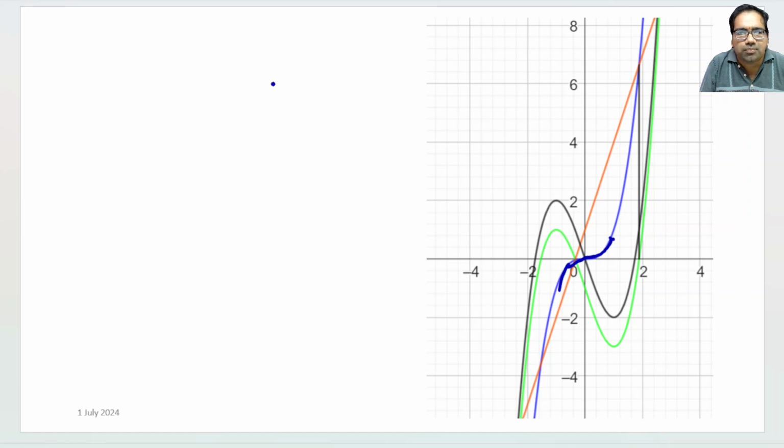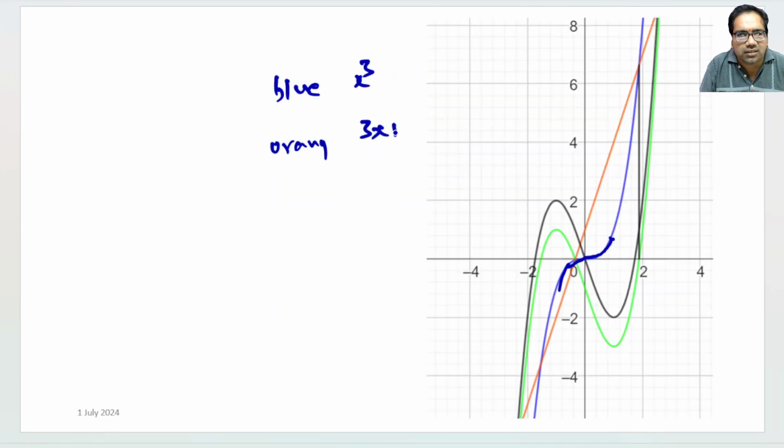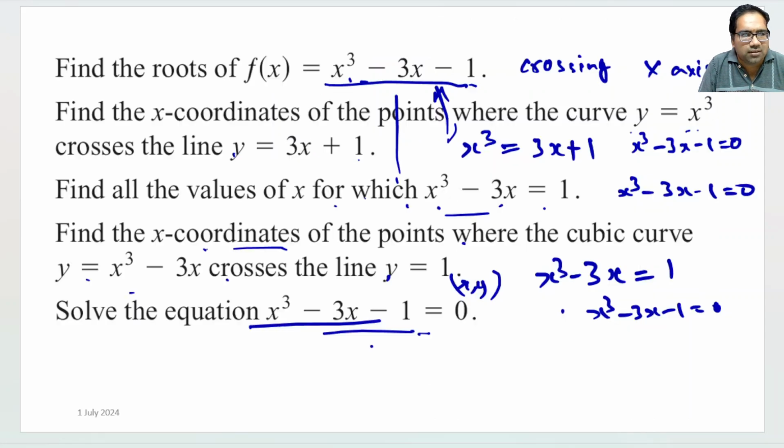That is, blue is x cube. Okay, and this orange, what is orange? Orange is a straight line. That is, orange is 3x plus 1. And what do we have? Then we have x cube minus 3x minus 1.